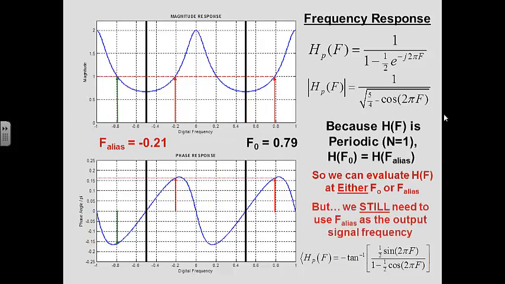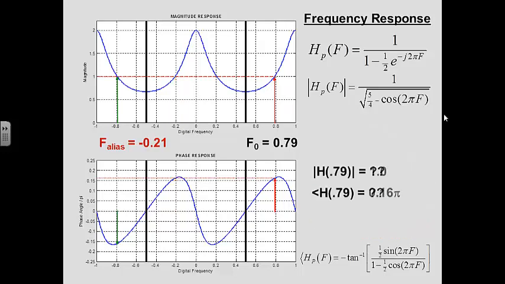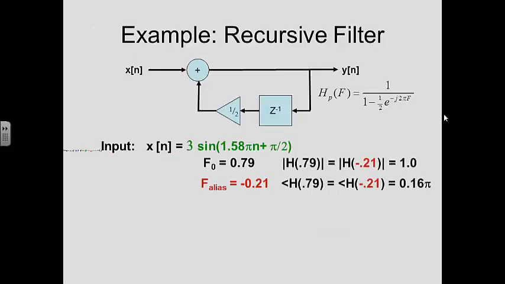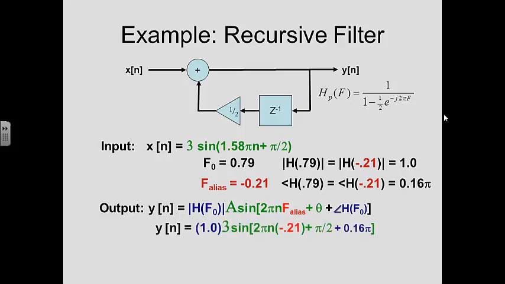Here's the punchline. Let's get some values here. The magnitude at 0.79 turns out to be 1. The phase turns out to be 0.16 pi, which you can get either by plugging in 0.79 or minus 0.21 into the magnitude and phase functions. We get the same answer because it's periodic. And so what comes out is scaled by 1, shifted by 0.16, but remember, we have to put the alias frequency in.